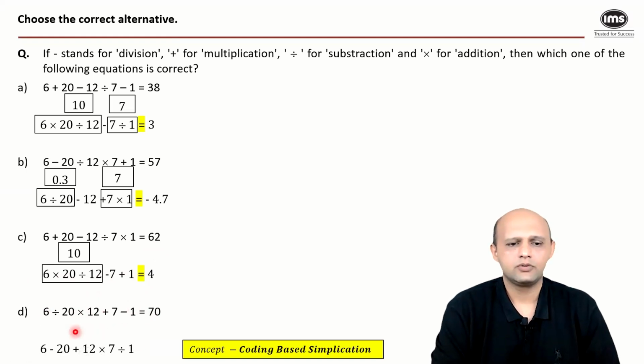Okay, so 12 7s are 84. Of course, divided by 1 will not impact the final value. 84 plus 6 is 90 minus 20 is going to be 70. Okay, so that's why the last answer here would be the answer option. So that's D. Answer is option D.